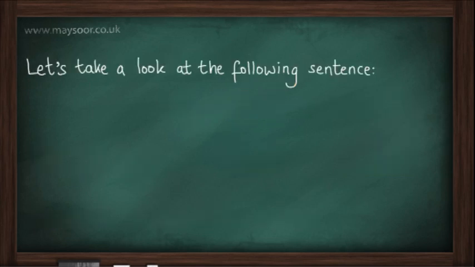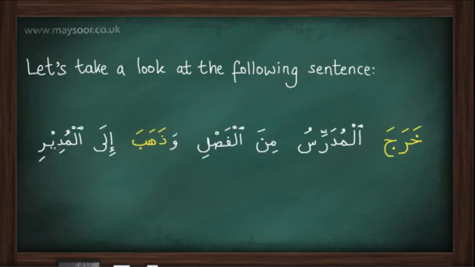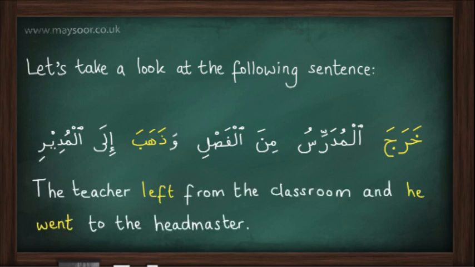Let's take a look at the following sentence. خرج المدرس من الفصل وذهب إلى المدير. Once again, خرج المدرس من الفصل وذهب إلى المدير, which means the teacher left from the classroom and he went to the headmaster.